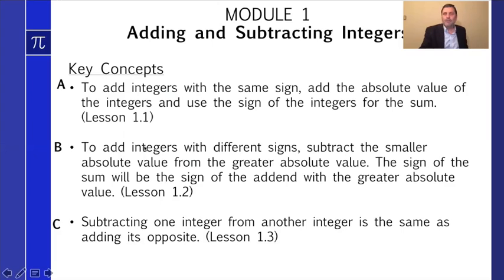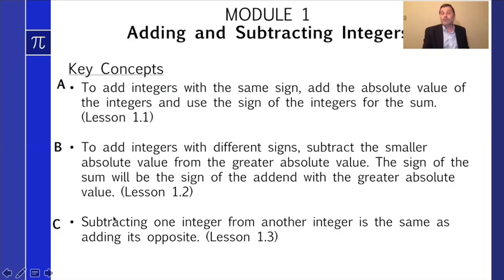But what if we have integers with different signs? So you remember what your teachers taught you is to subtract the smaller absolute value from the greater absolute value. And then the sign of the sum will be the sign of the addend with the greater absolute value.